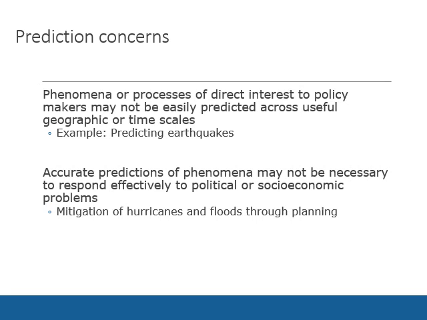The second concern which must be considered is that accurate predictions of phenomena may not be necessary to respond effectively to political or socioeconomic problems. This concern could be tied back into the earthquake example we were just discussing, or you could think of floods or hurricanes as well. In all cases, building codes and engineering methods can be applied to reduce the damage without needing an accurate prediction of when and where the event will occur.